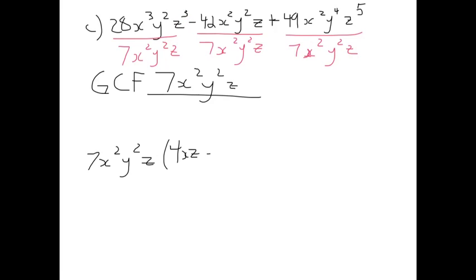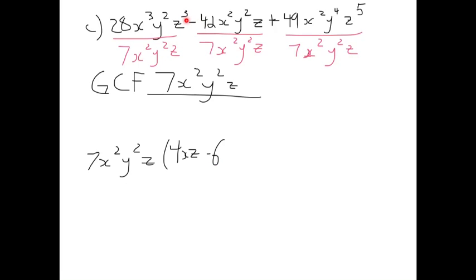Okay, and then the rest here will be minus 6, 42 over 7. Notice all the variables cancel in this part here, right? x squared over x squared, y squared over y squared, z over z. Those all cancel, so I'm just left with a 6 right here, that's it. A minus 6 because of that subtraction sign.